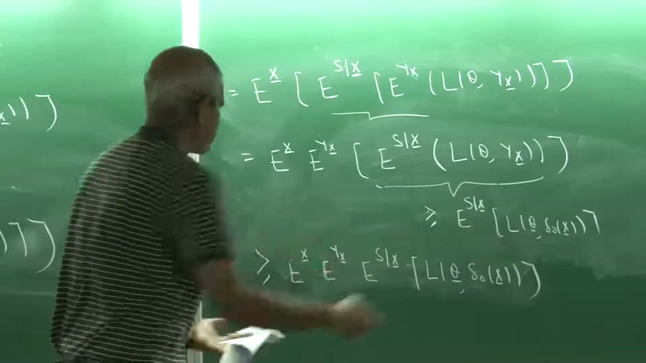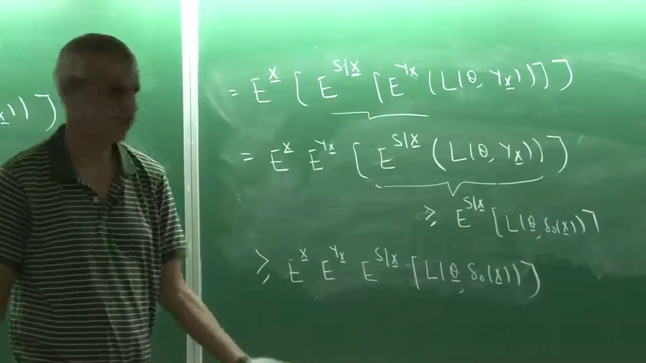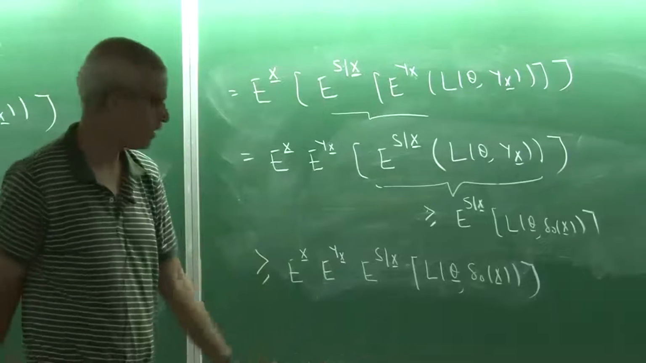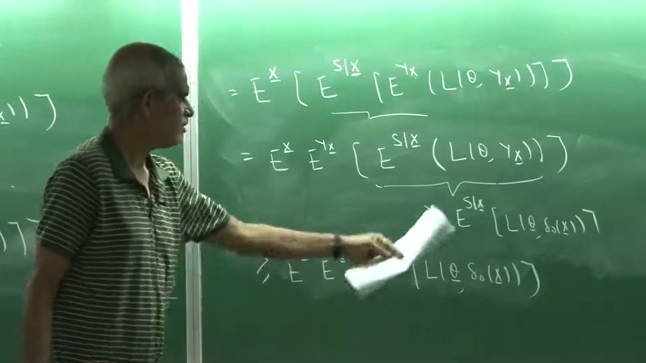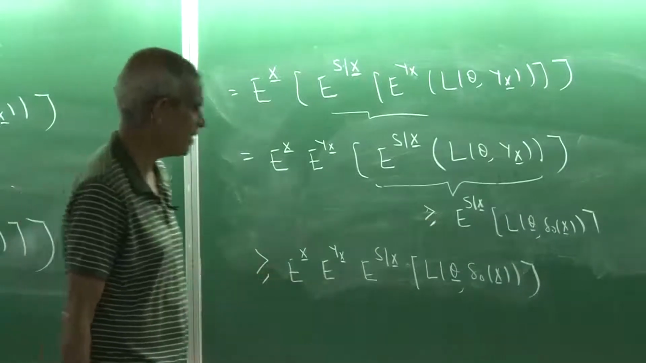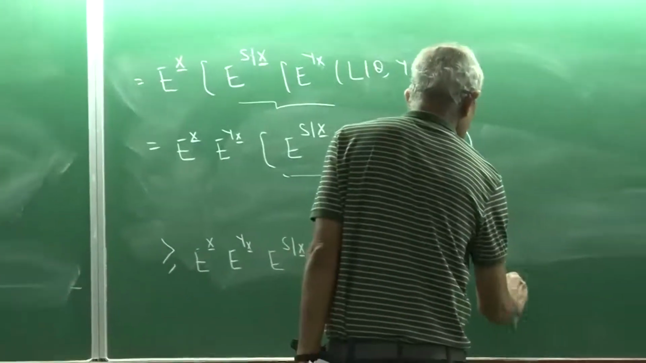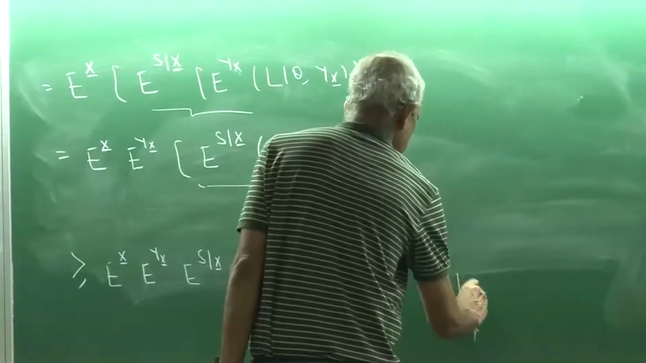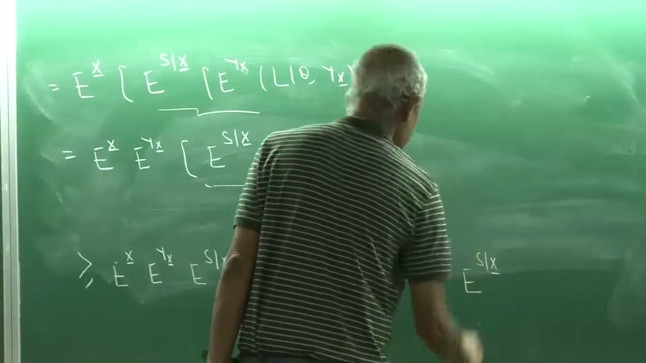Now there is no Yx over here, so this expectation will not play any role. There is no Yx. Yx has vanished, because Yx was over here, I replace it by delta naught X, so that has vanished. So this expectation will not play any role. So this is same as E of X, E of S given X.